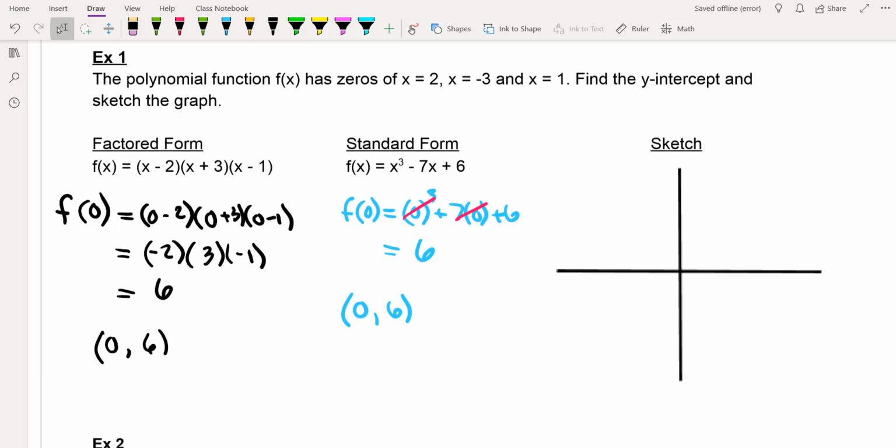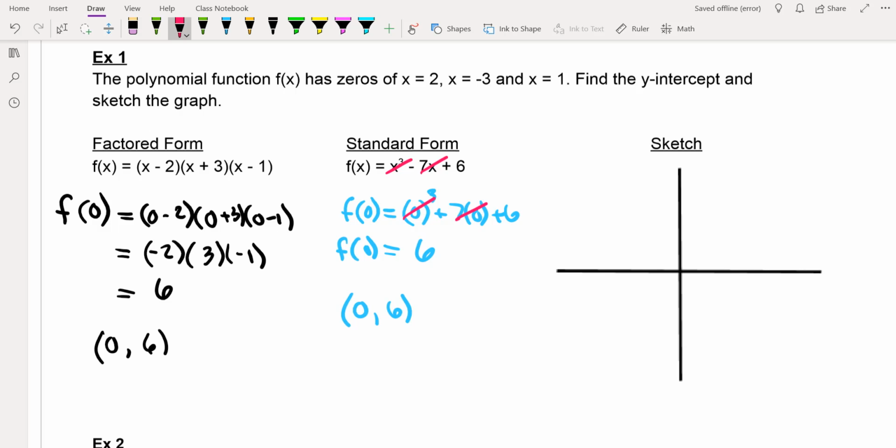With standard form, it's super easy, just look at the constant. The constant will be the y-intercept. So some people might just write f(0) = 6 and go right to there, because you're going to recognize that when I plug in a 0, any term that has a variable is gone.